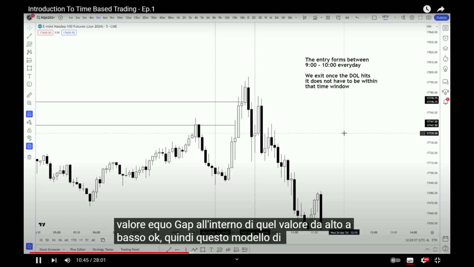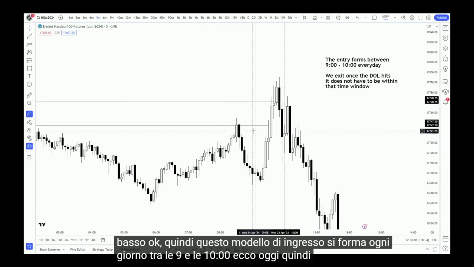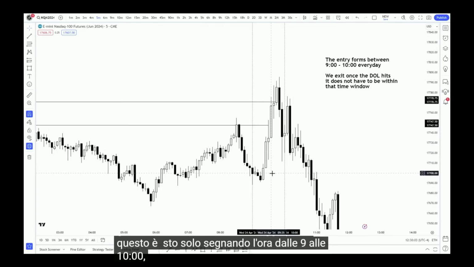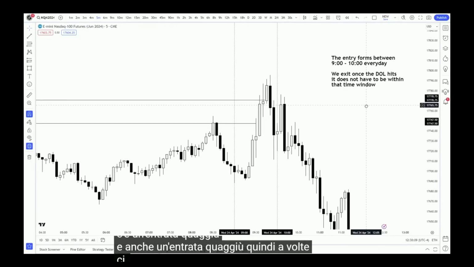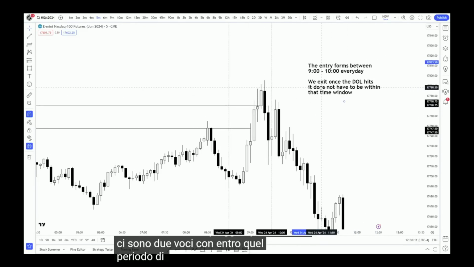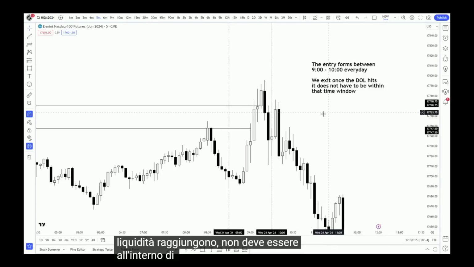Okay, so this entry model forms every day between 9 to 10 o'clock. Here's today. So this is just me marking out the 9 to 10 o'clock hour. There's an entry down here and also an entry down here. So sometimes there are two entries within that time period. We exit once the draw on liquidity hits. It does not have to be within that time window.